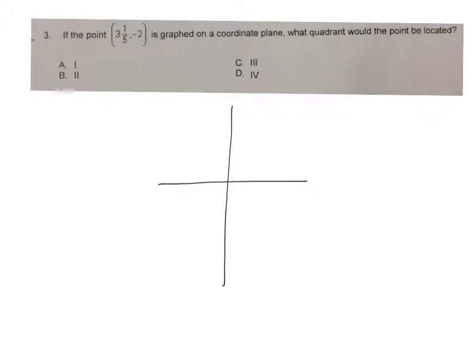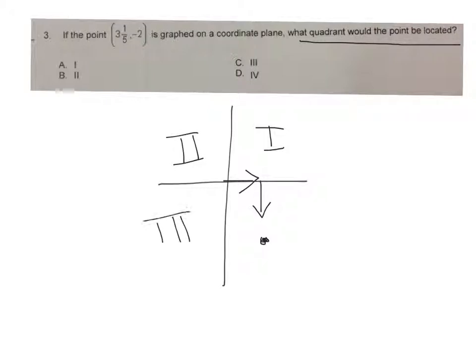Number 3, if I put the point 3 1/5, -2, that means I'd go over to 3 1/5, and then I'd go down to -2, so my point would be somewhere over here. What quadrant would it be located in? This is 1, this is 2, this is 3, and this is 4. So my point would be located in quadrant 4.